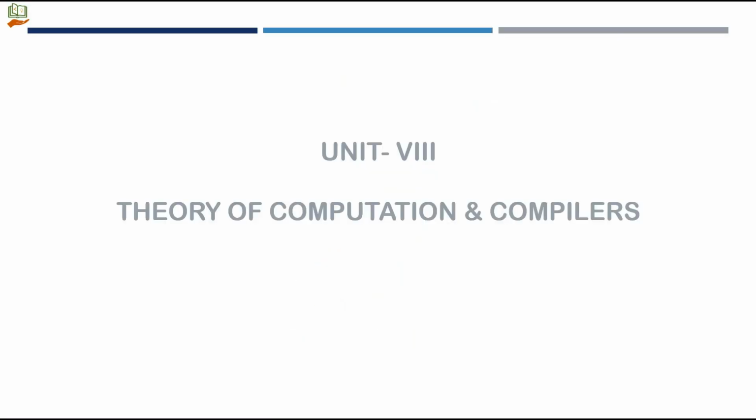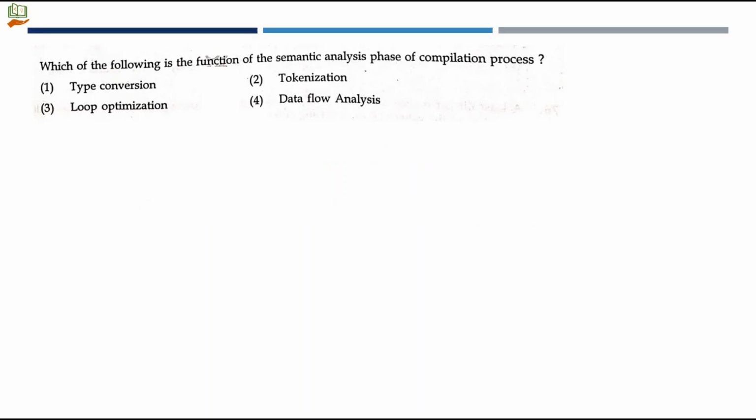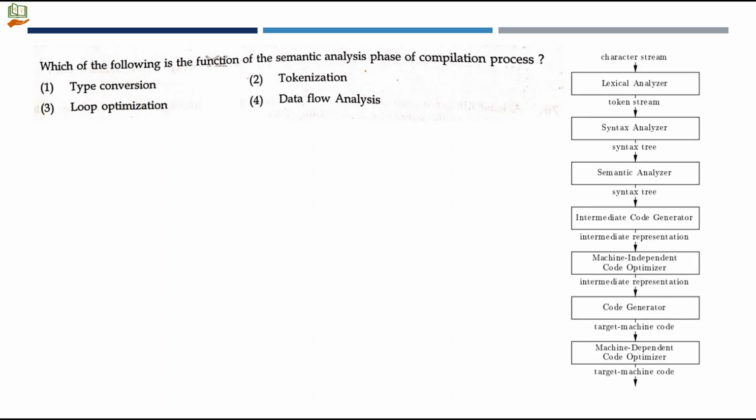Let's discuss Unit 8 Theory of Computation and Compilers Solutions. Which of the following is the function of the semantic analysis phase of compilation process? Let's see the phases of compiler first. We have lexical analyzer, syntax analyzer, semantic analyzer, intermediate code generator, then code generator and code optimizer. We will see the options in the order of the phase.